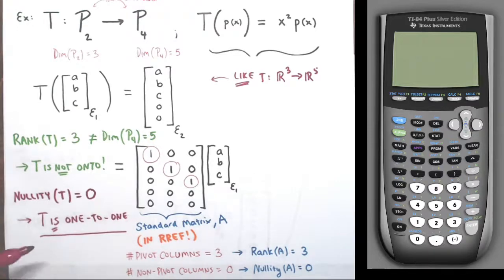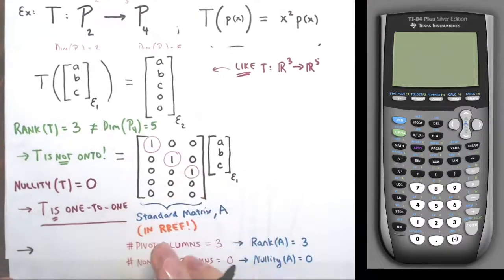Additionally, notice that T is not onto, so T is not invertible. It's got to be both. A transformation has to be both 1-to-1 and onto in order to be invertible. So again here, T is not invertible.